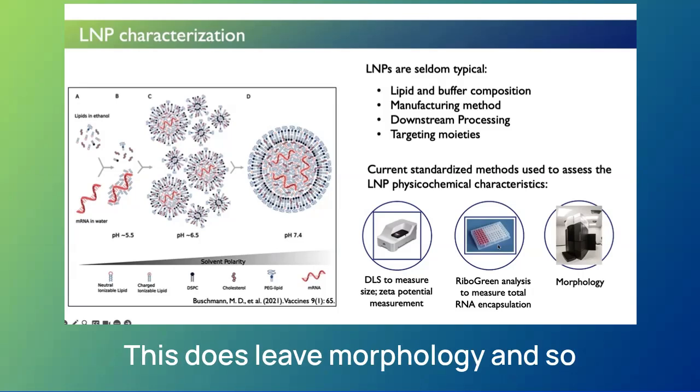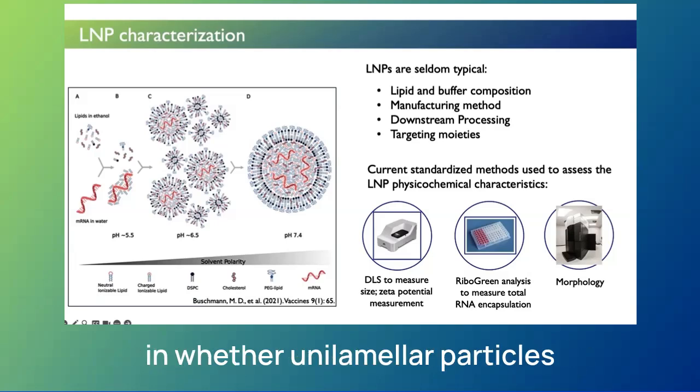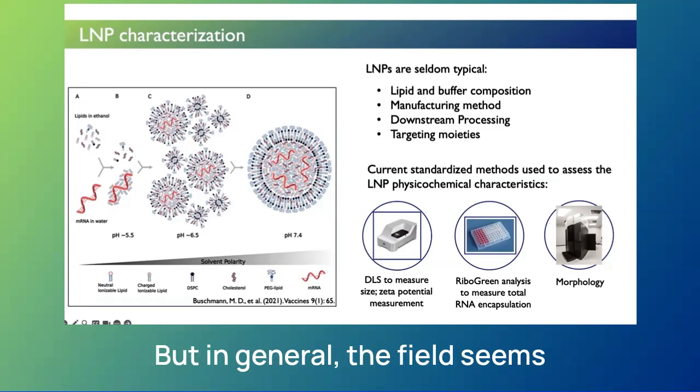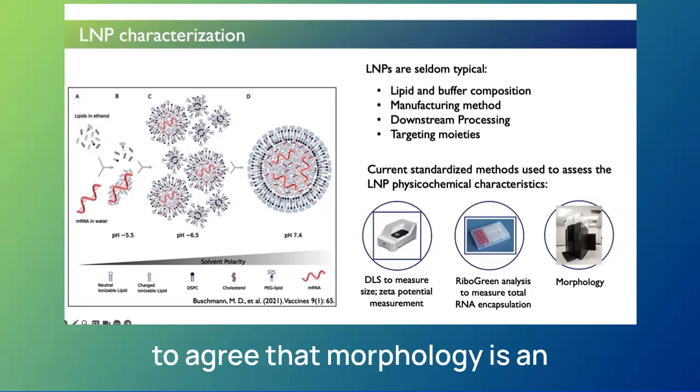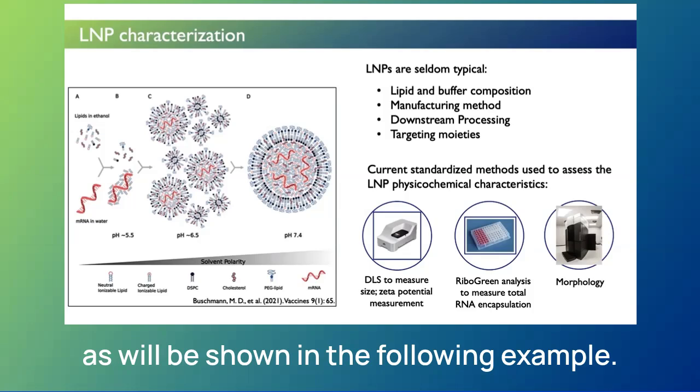This does leave morphology. So far, published studies show ambiguity in whether unilamellar particles are more potent than bleb particles or the other way around. But in general, the field seems to agree that morphology is an important quality attribute that does need to be characterized. And this is where Cryo-EM comes into play, as will be shown in the following example.